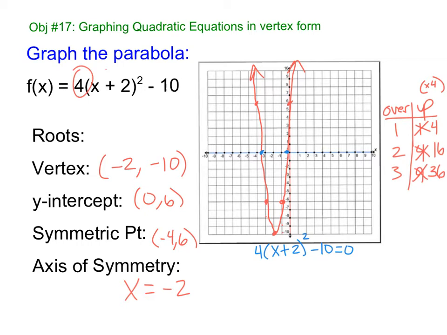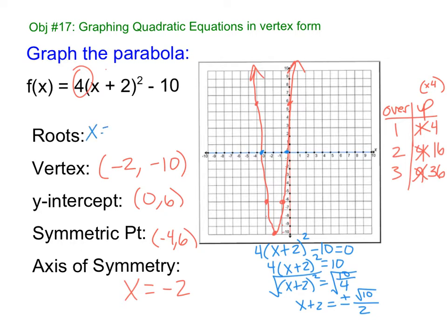So I'm going to add 10 to both sides. Divide by 4. 10 over 4. Take the square root of both sides. So x plus 2 equals plus or minus the square root. I'm going to change that to 5 over, you know what? It's root 10 over 2. It's going to make it 5 over 2, but it's better if it's root 10 all over 2. And then subtract the 2. So we get -2 plus or minus root 10 over 2.